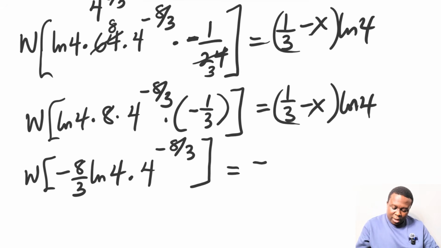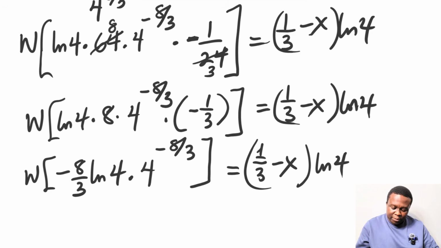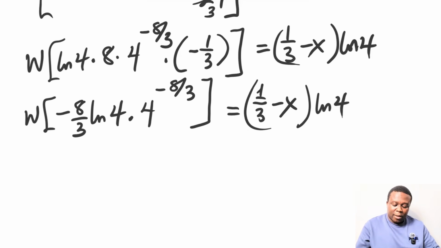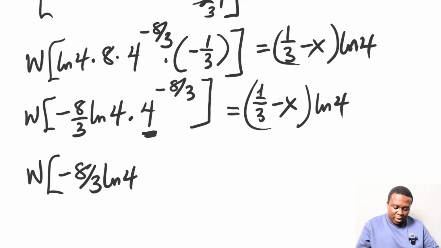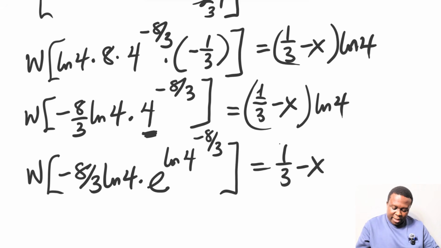So it's looking kind of familiar now. Okay, ln 4. Right, so let's introduce the e component to satisfy the Lambert W's rule. So we're going to introduce the e component on the 4 raised to the power minus 8 over 3. So this becomes minus 8 over 3 ln 4 times e raised to the power ln of 4 raised to the power minus 8 over 3. Equals (1 over 3 minus x) ln of 4.